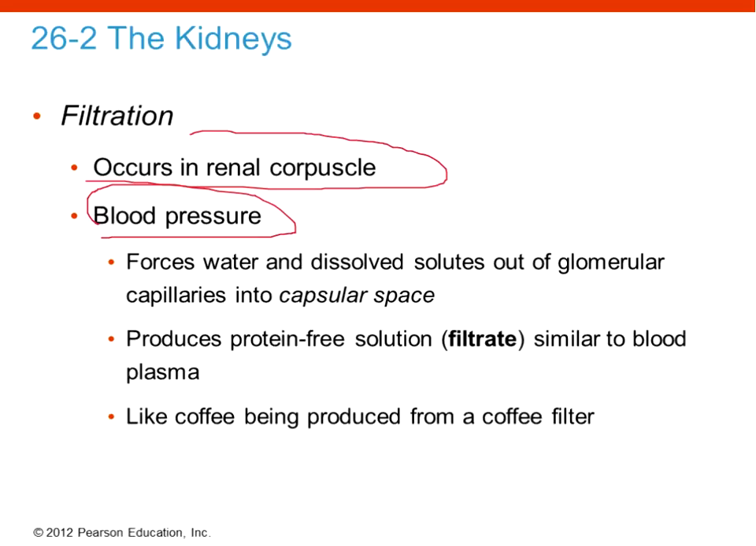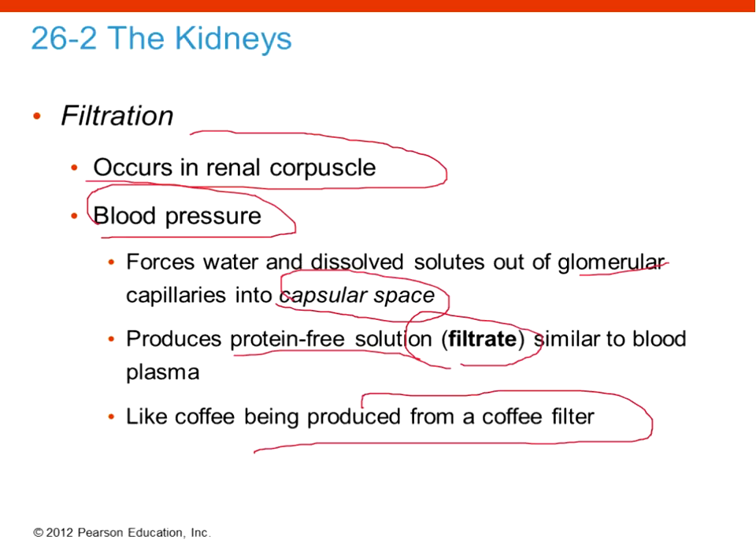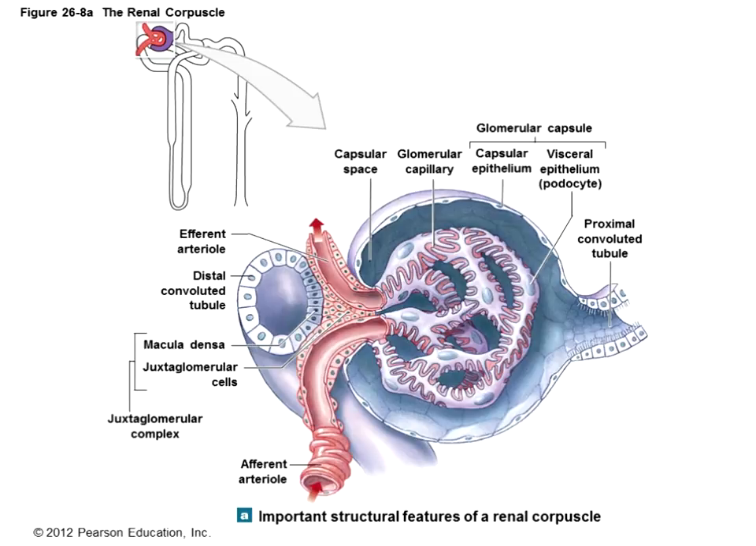So filtration, again, occurs in this renal corpuscle, and it's driven by blood pressure, right? The amount of pressure is going to force water and dissolved solutes out of the capillaries, out of the glomerular capillaries, into the capsular space, right? And this produces this protein-free solution. As the proteins are remaining back, again, think of the coffee filter example, and the filtrate is being produced, kind of like a blood plasma, right? Mostly water, but has these smaller dissolved solutes and things like that in it as well. And so again, like coffee being produced from a coffee filter.